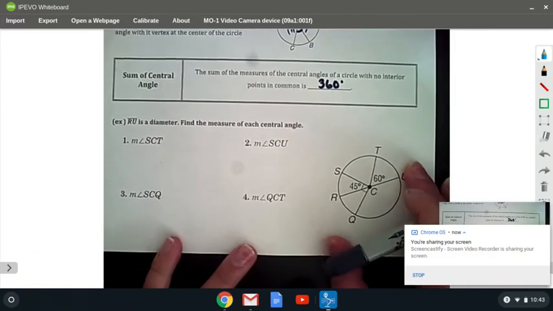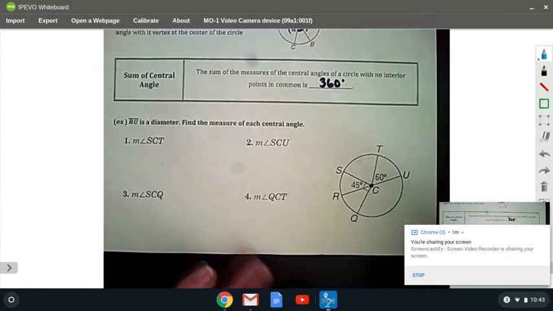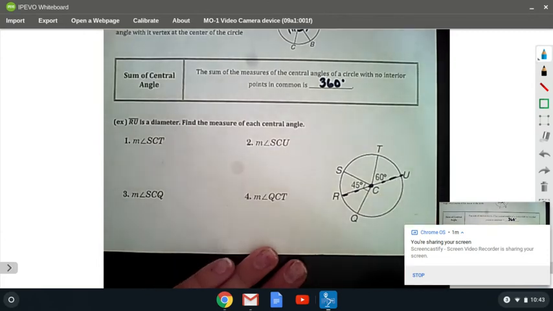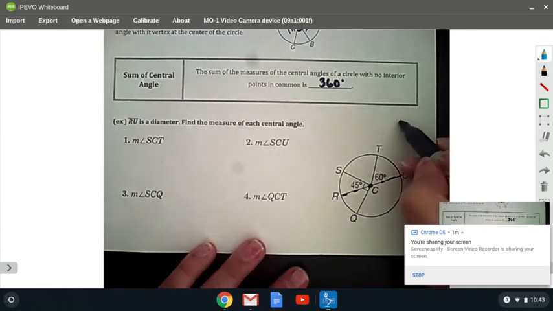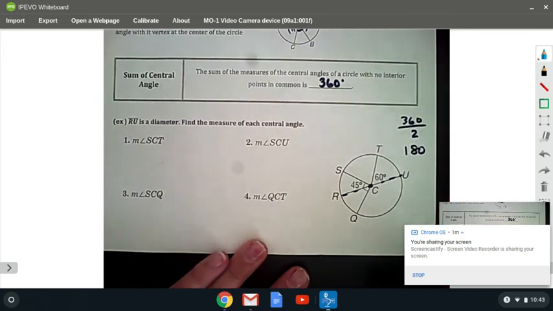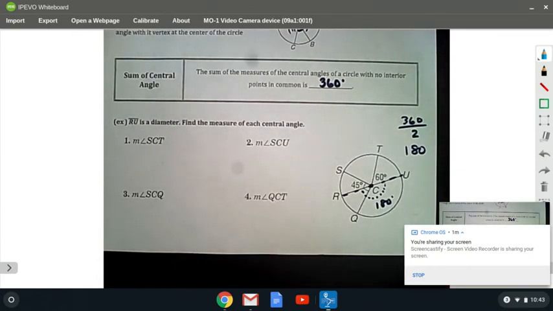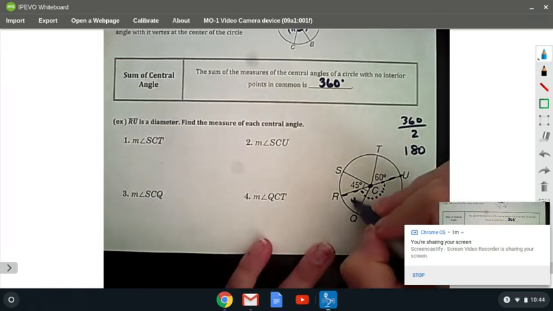RU is a diameter in this picture. Find the measures of each central angle. So if RU is a diameter, it means it cuts the circle in half. Half of 360, 360 divided by 2, is 180. So that means that this is 180 here. That's very important. And they're also telling you here that this is a right angle.